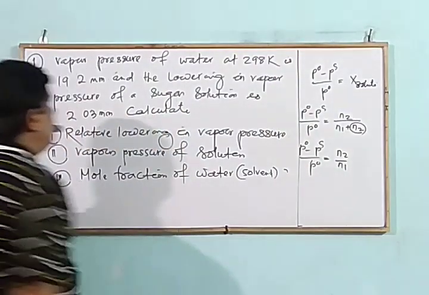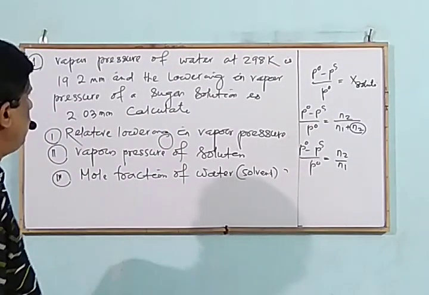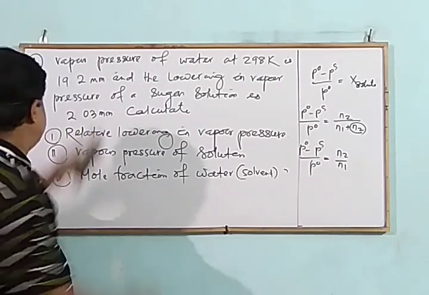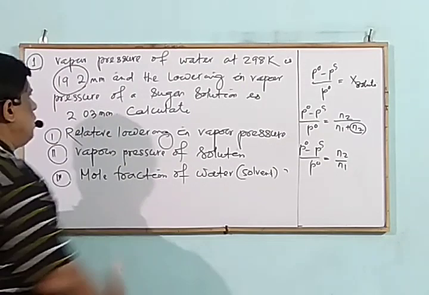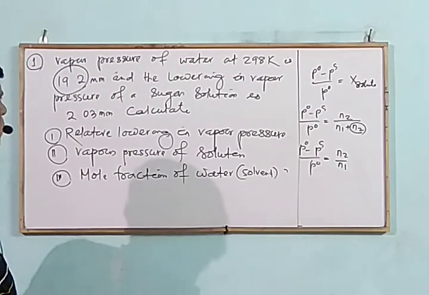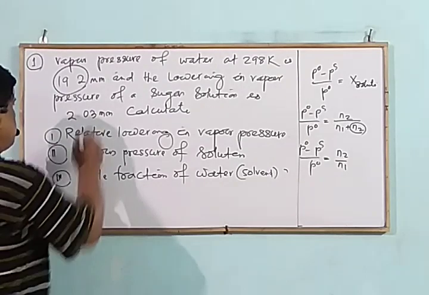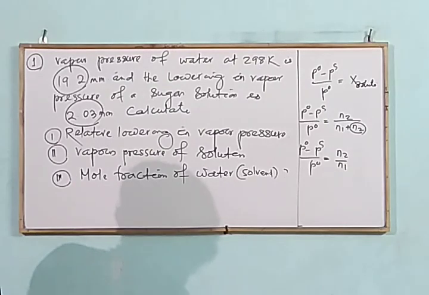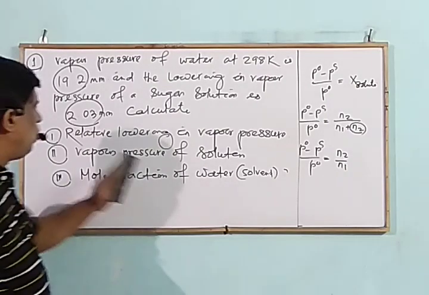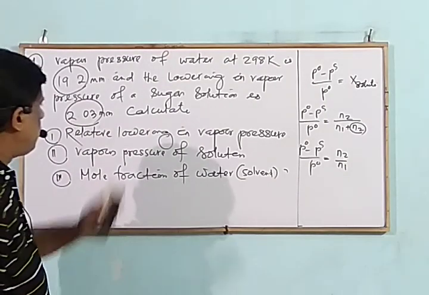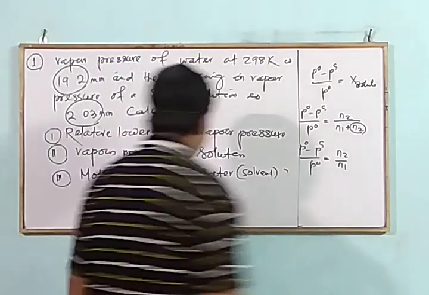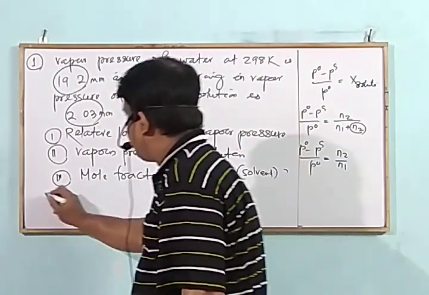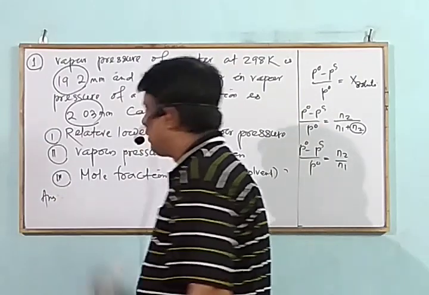Mark that. The vapor pressure of pure water at 298 Kelvin is given. And the lowering in vapor pressure of a sugar solution is given. We have to calculate RLVP, relative lowering in vapor pressure, the vapor pressure of the solution, and the mole fraction of the solvent, that is water. How is it solved?